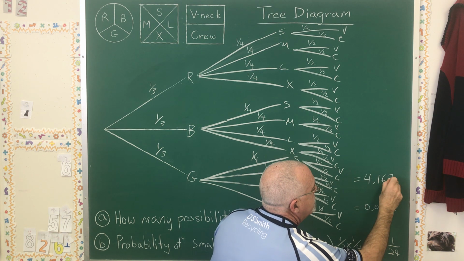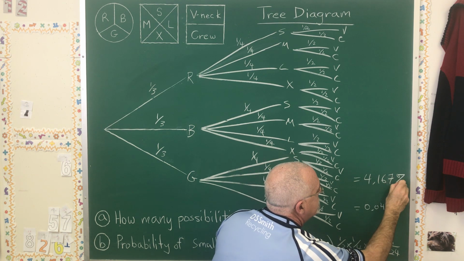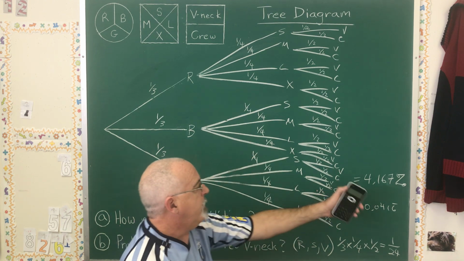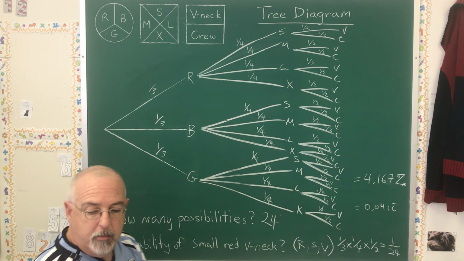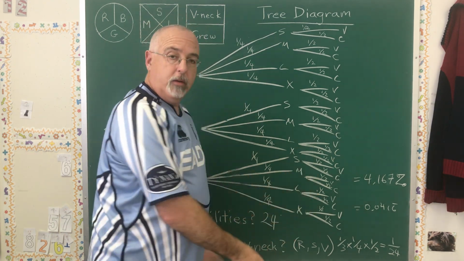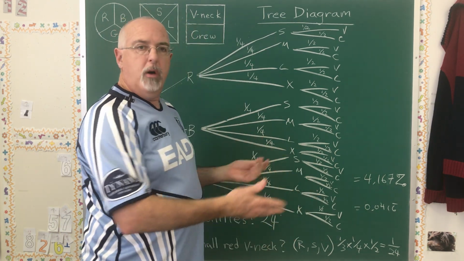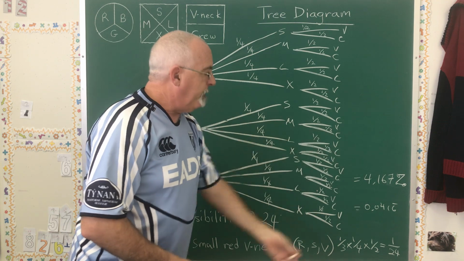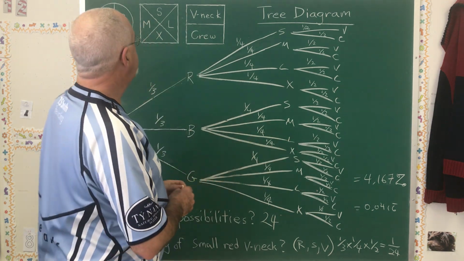And I'm rounding 4.167%. All three of these are the right answer. But the good habit to be in that I encourage in my students is to give all three, so that no matter what they wanted when they asked the question, you're providing the answer in a form that they like.